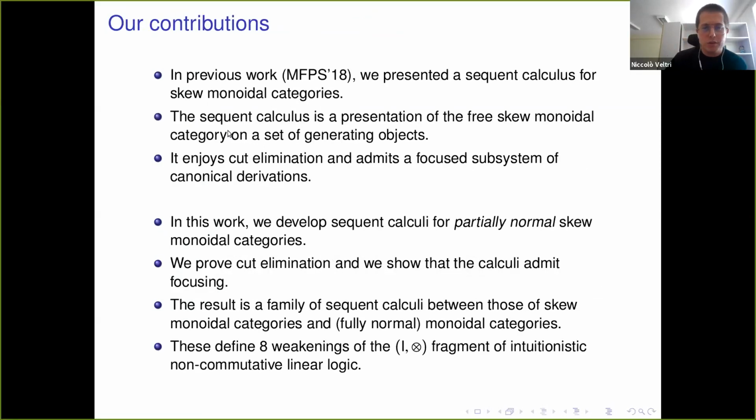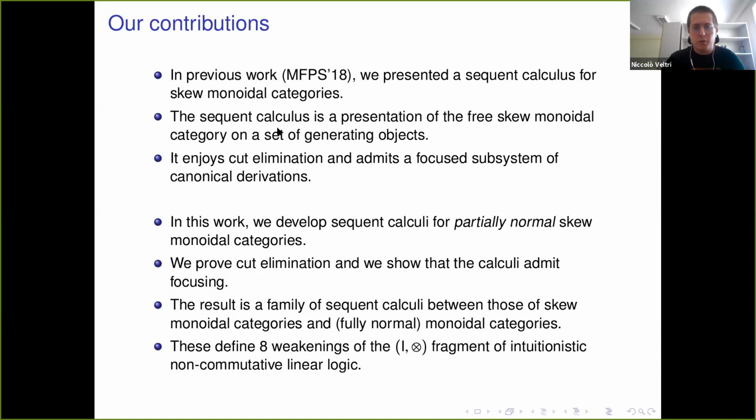Okay, so what is the story here? In previous work, a couple of years ago, we presented a sequent calculus for skew monoidal categories. Precisely, this means that this is a calculus that is a presentation of the free skew monoidal category on a set of generating objects. And we showed that this calculus has some nice properties, so it enjoys cut elimination, and it admits also a focused subsystem of canonical derivations.